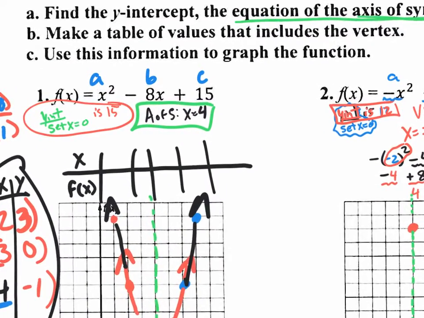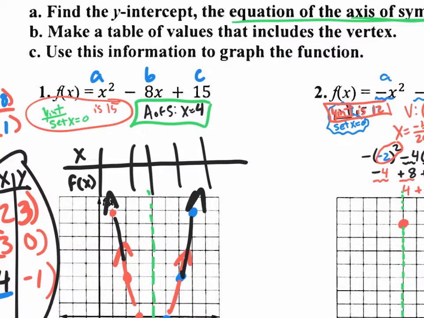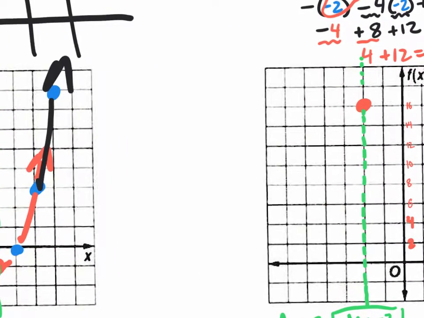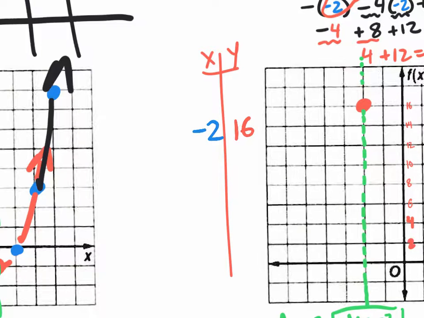Part B, make a table of values that includes the vertex. Okay, so they would like us to make an input-output table. I usually go with an XY table, and I usually draw it like this, vertically, up and down. Now they want us to include the vertex x value. What was our vertex x value? Negative 2. Okay, and we also got the y value of 16. So when you input negative 2, you get out 16.